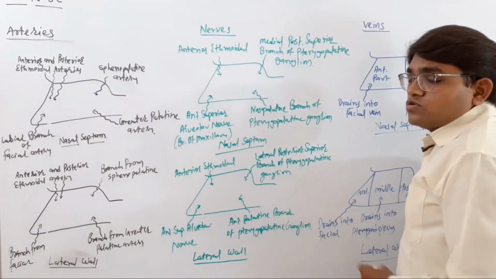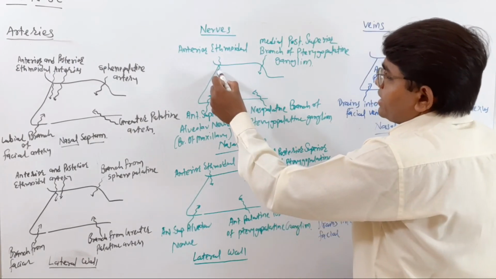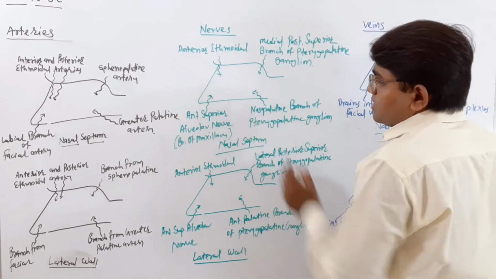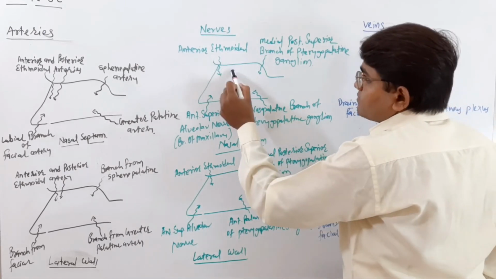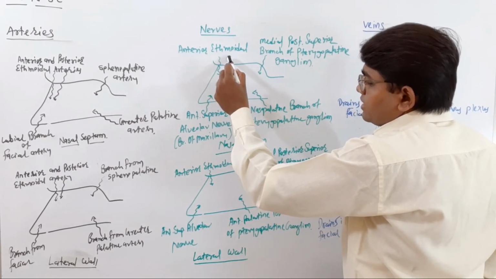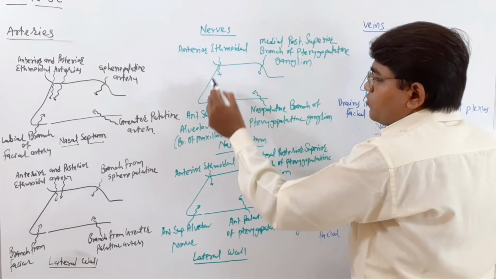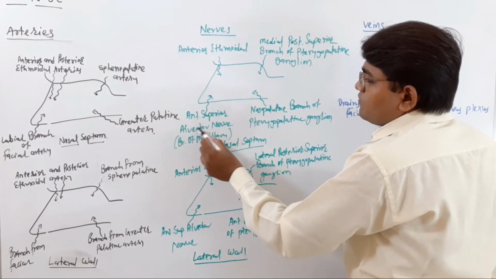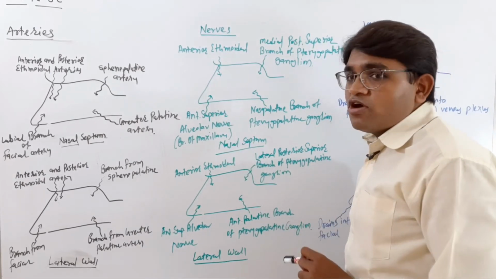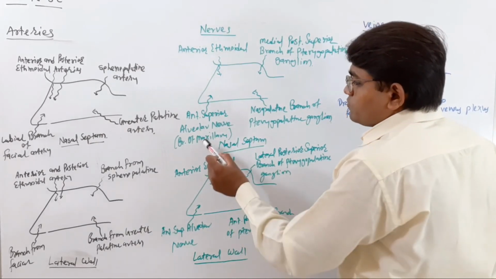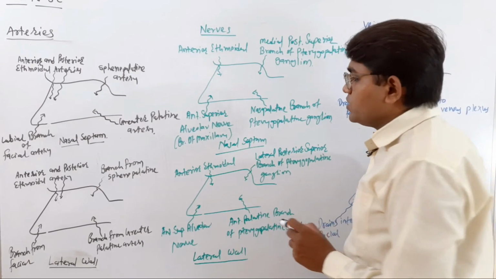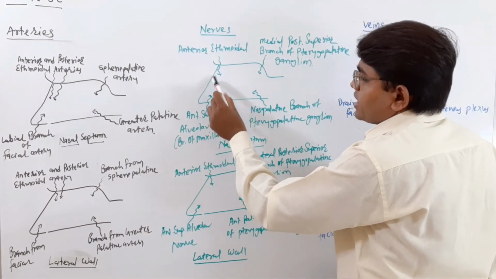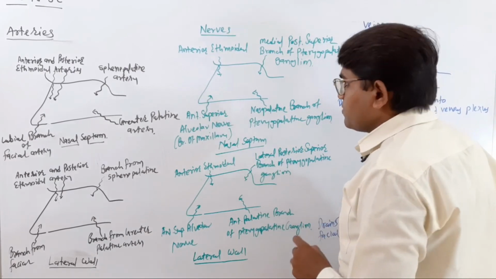Then the nerves. On the antero-superior side of the nasal septum, the anterior ethmoidal nerve is innervating. On the antero-inferior side, the anterior superior alveolar nerve, which is a branch of the maxillary nerve. So this anterior superior alveolar nerve supplies the antero-inferior part of the nasal septum.